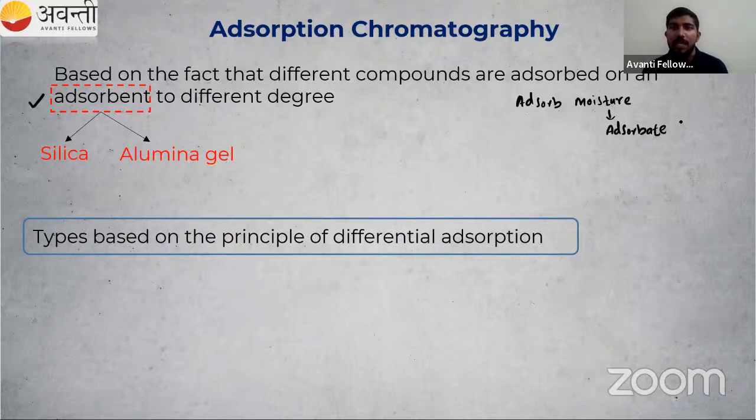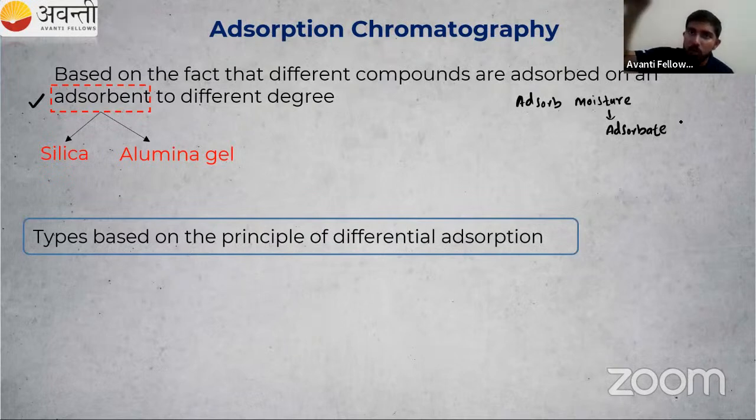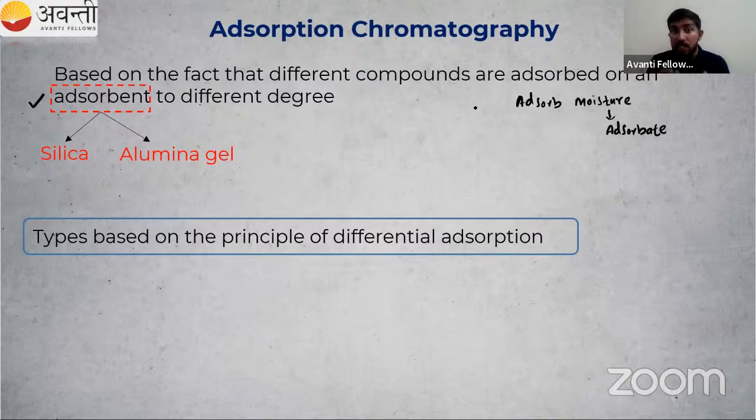So what is absorption? Suppose you take a sponge and water. This water will get into the sponge. That is absorption. Here it is adsorption chromatography. The moisture is coming, but it is not going into the silica gel. It is accumulating at the surface of the silica gel. So I can call adsorption a surface phenomenon, not absorption. Absorption is a bulk phenomenon. The water is going into the sponge, while here the moisture is accumulated at the surface.